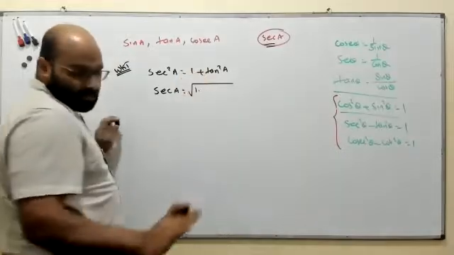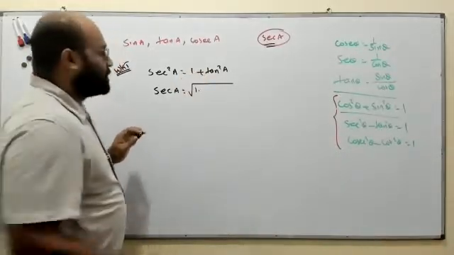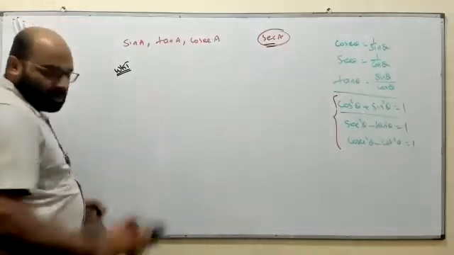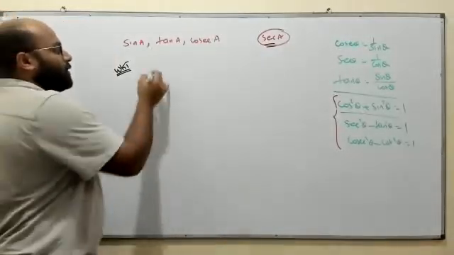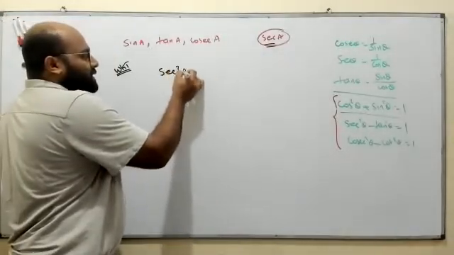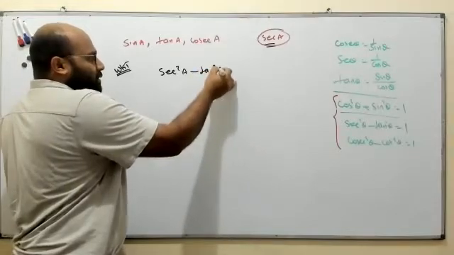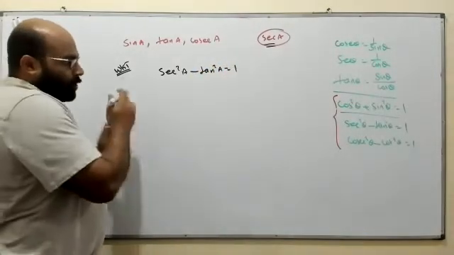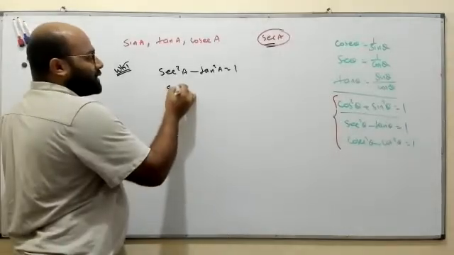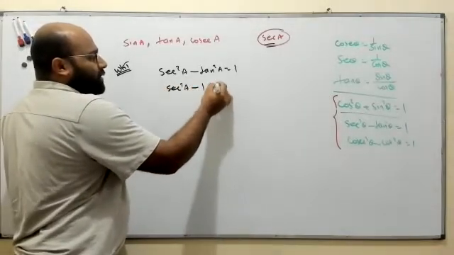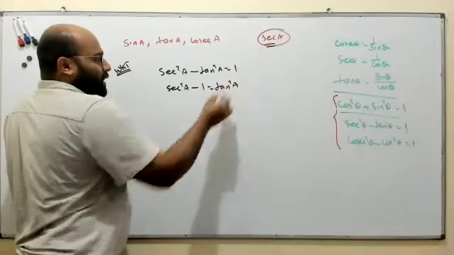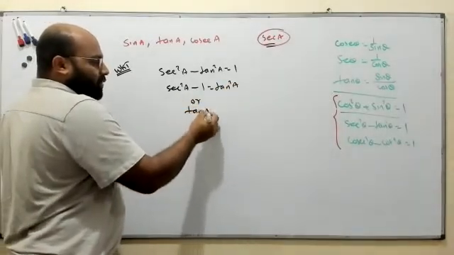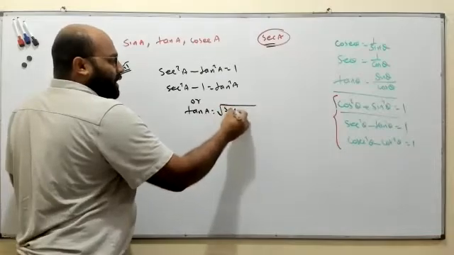The same thing only, don't worry. We know that sec square A minus tan square A equal to what? 1. That's the first thing. Then 1 you bring this side. So what will you get? Sec square A minus 1 equal to tan square A. I'll tell you why I wrote like this. 1 I brought this side. Or what we can say? Tan A equal to root of sec square A minus 1.